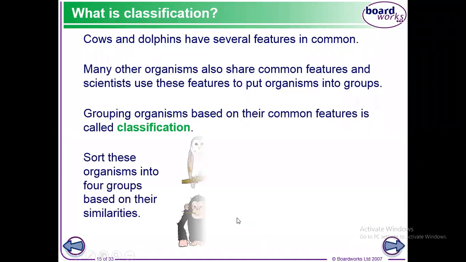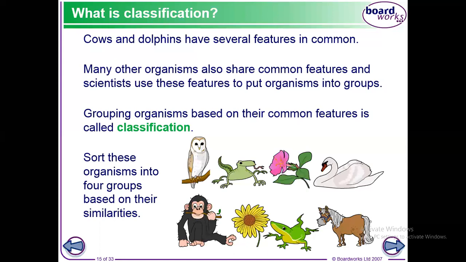So cows and dolphins have several features in common, as you guys saw. Many other organisms share a lot of features too. So guys, please mute yourselves if you are unmuted. Thank you so much. Okay. So, in order for us to study them and learn more about their features, the scientists had to classify them, or another word, classification. What is meant by classification? It means grouping organisms or living things based on their common features, like what they share together.